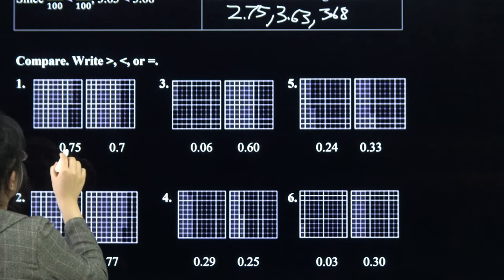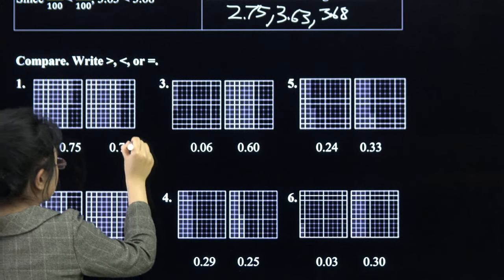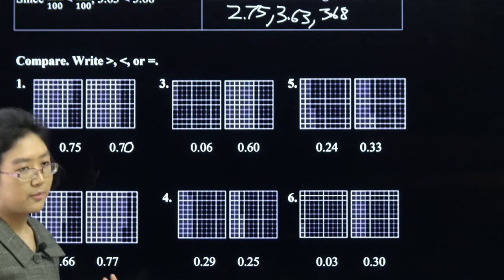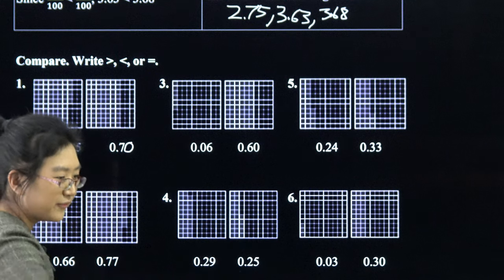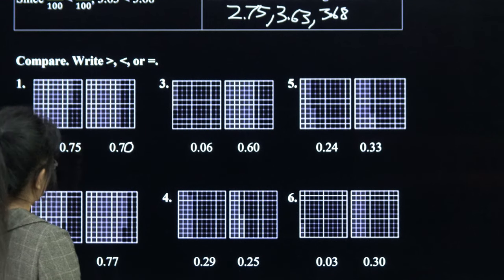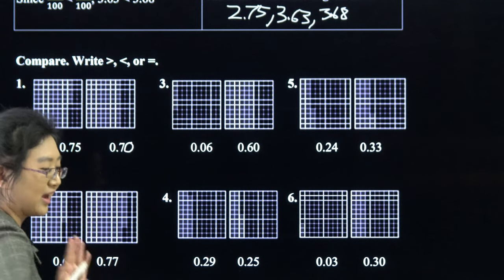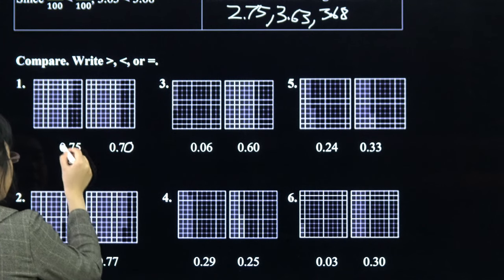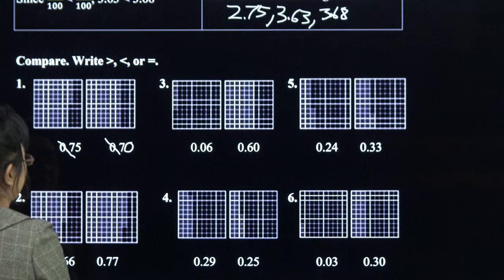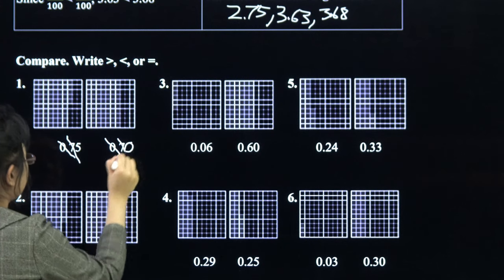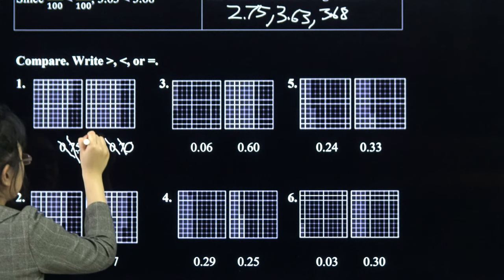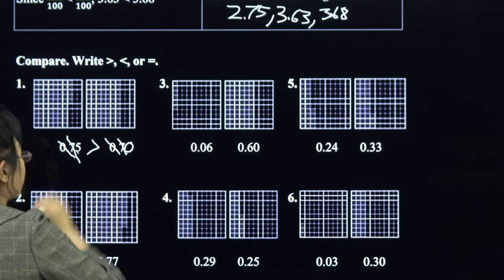So, this one. Oh, okay. 0.7 is equal to 0.70 is equal to 0.70000. You can add an infinite number of zeros to the end. As long as you don't add any other number, you could add an infinite number of zeros. So, 0 point is equal to 0 point. 7 is equal to 7. But then 5 is bigger than 0. So, 0.75 is bigger than 0.7.